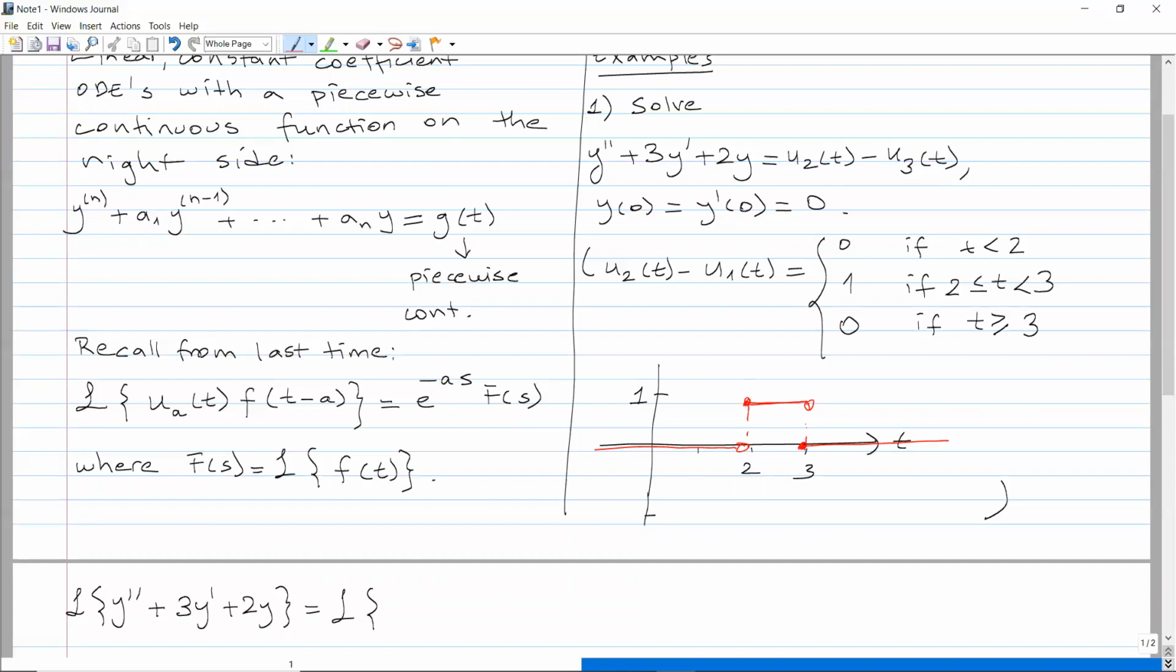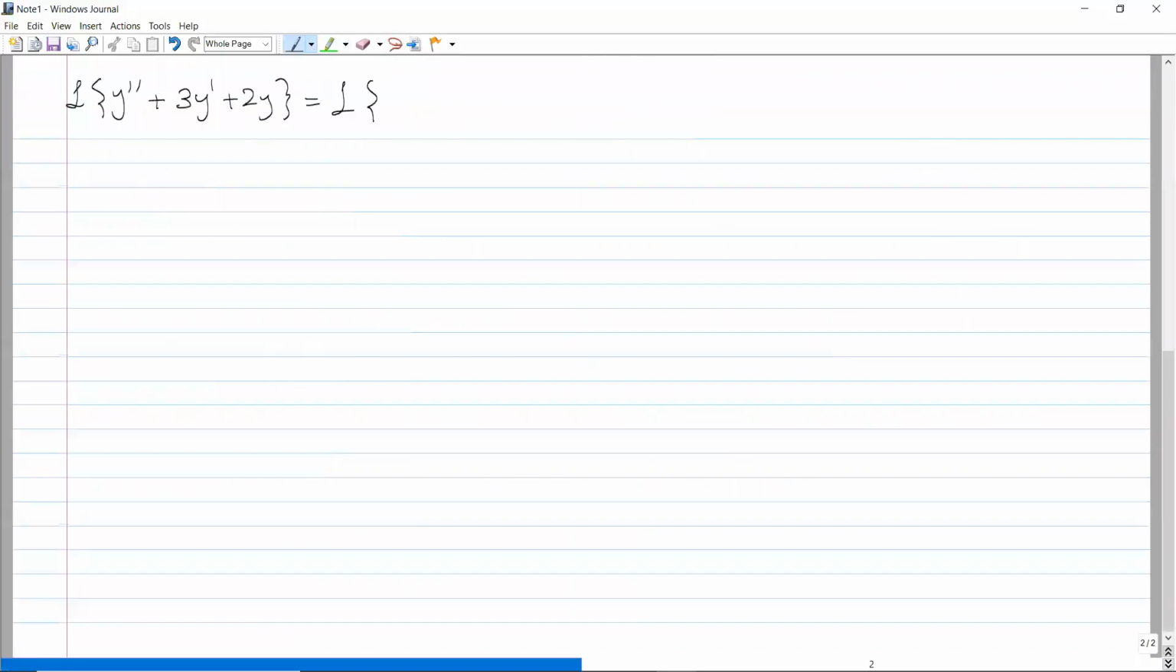So the main thing is that the right side is a piecewise continuous function. You can take u2 minus u1, but in that case, of course, your solution is going to be different. So on the right side, we have u2 minus u3.